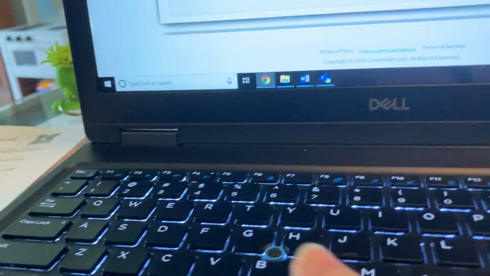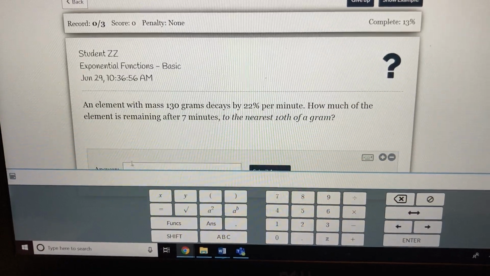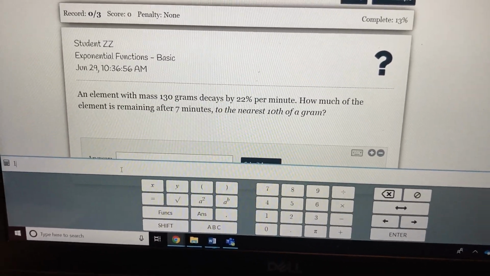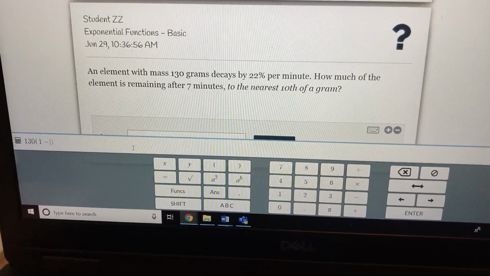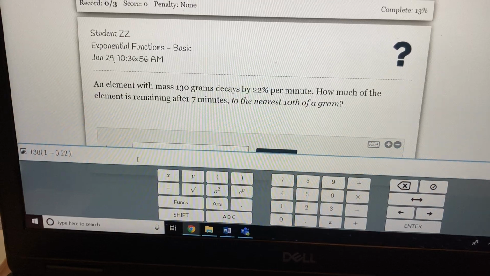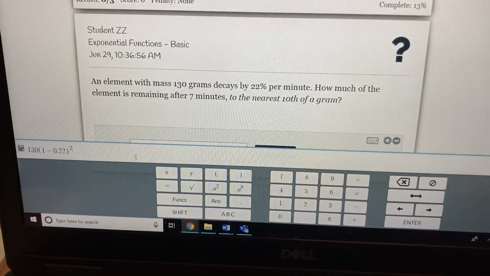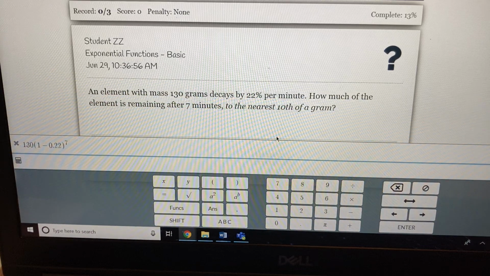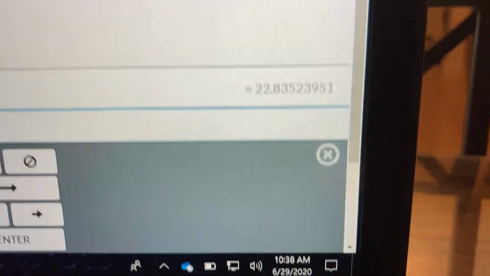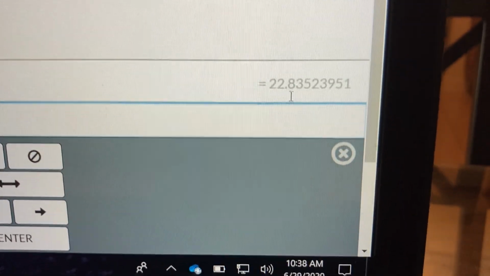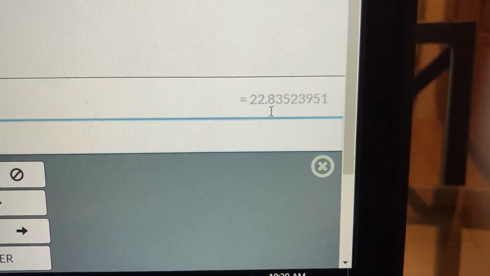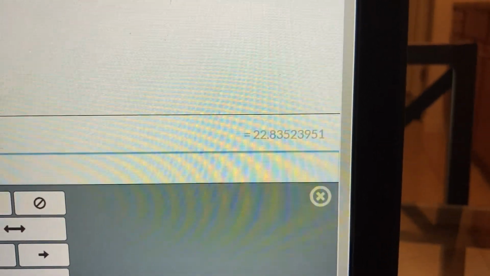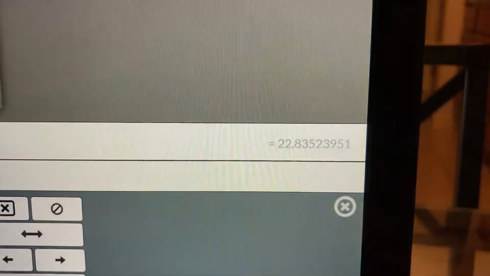And then we can use the calculator. So I'm going to open up the calculator and just type in what I'd written on my page. So 130 times 1 minus 0.22 raised to the 7. And it tells us 22.835, and it wants to know to the nearest tenth of a gram. So it's going to be 1 decimal place. This will be 22.8.